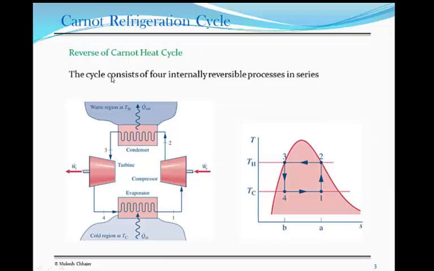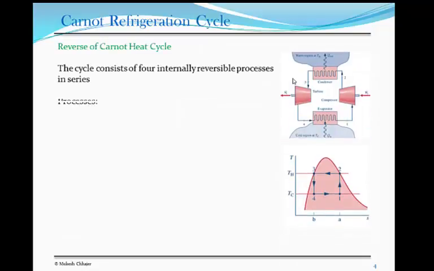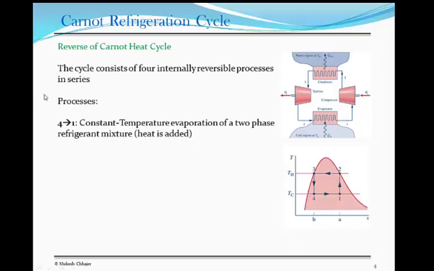And of course, for our purpose we are going to assume these are all internally reversible processes, so we are not worried about irreversibilities at this point. If you look at these processes, 4 to 1, the time when the energy gets picked up from inside the refrigerator, is a constant temperature evaporation of a two-phase refrigerant mixture where heat is being added to the working fluid.